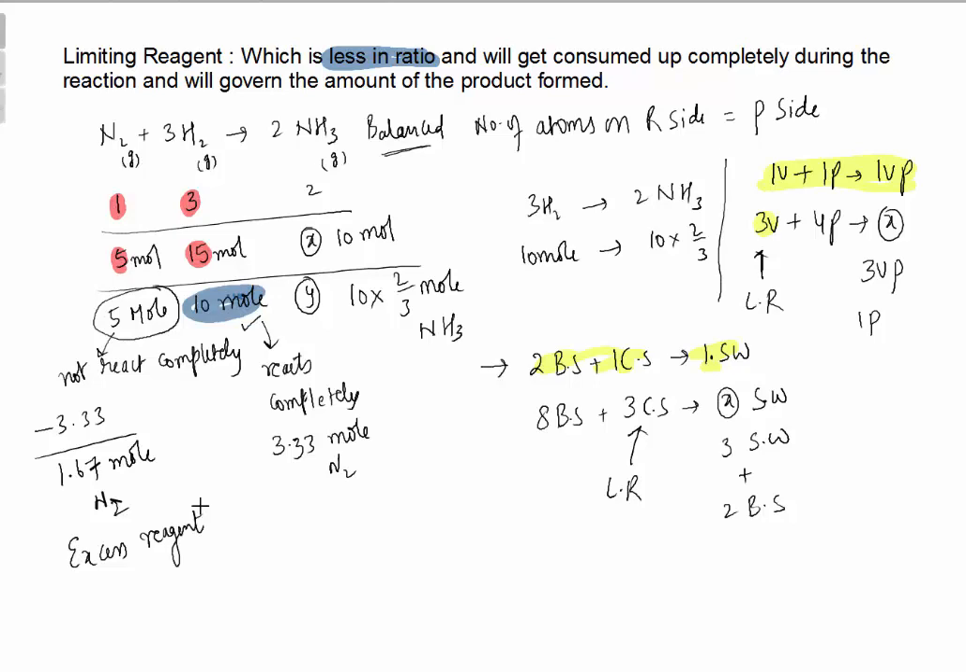Hope this is clear. Now, the second example which we said earlier: 1 vada and 1 pav will give 1 vada pav. 3 vada and 4 pav will give, please remember, don't put any other number, it is 3 vada pav and 1 pav will be excess. And who is the limiting reagent in this case? None other than vada. Now, hope this example helped you to understand limiting reagent better.